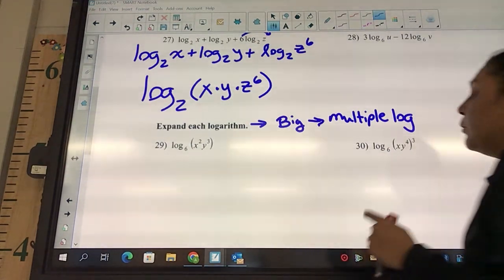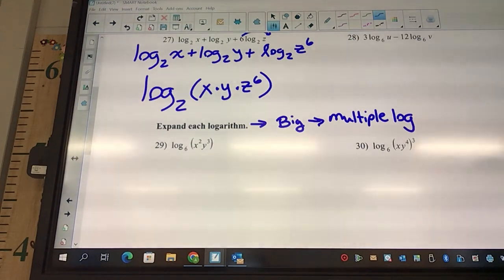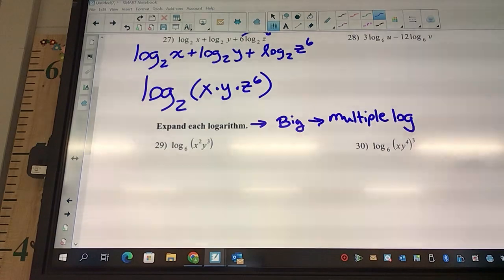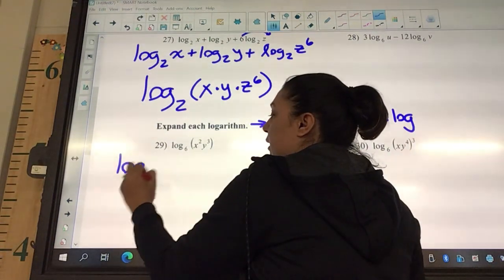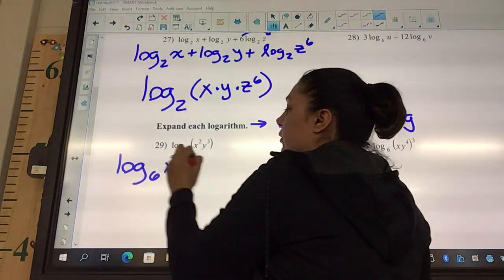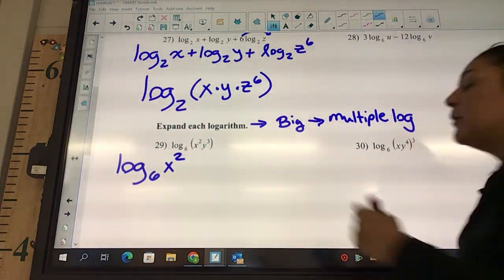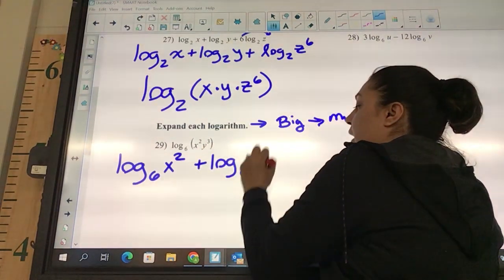Yep, okay, but what is the difference between 29 and 30? If it was 30, you would have moved the 3 to the side. If it's 30, you gotta move that 3 to the front first, okay? But there isn't one here, so it's gonna look like log 6 of x squared, and then what? Plus, okay, because this is times, plus log 6 of y cubed.